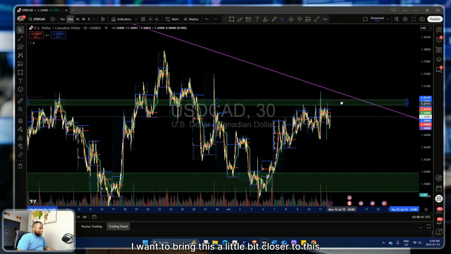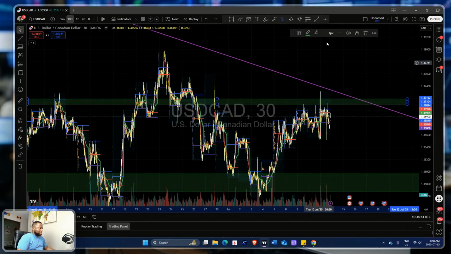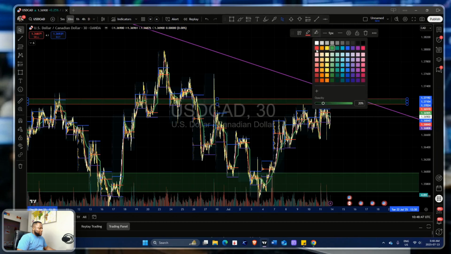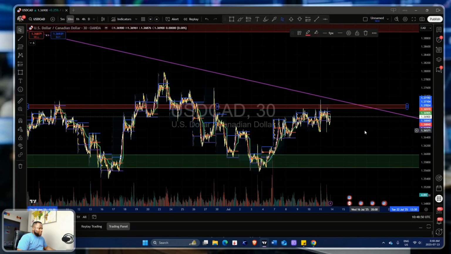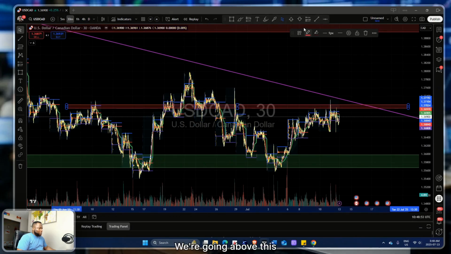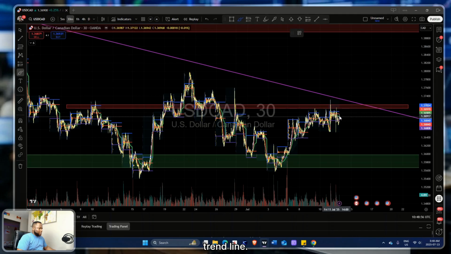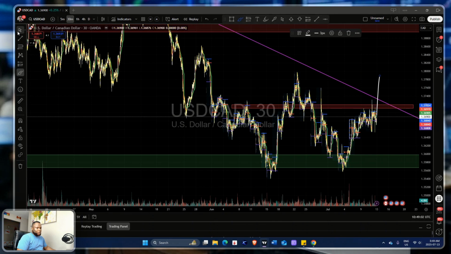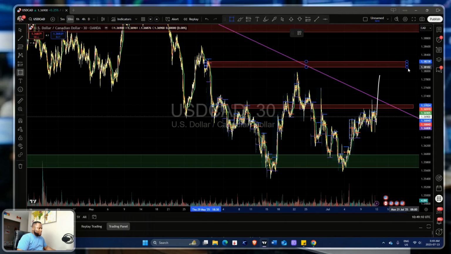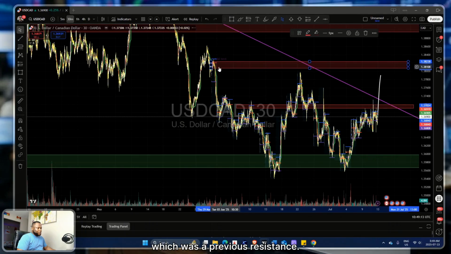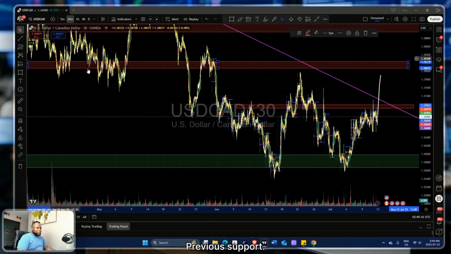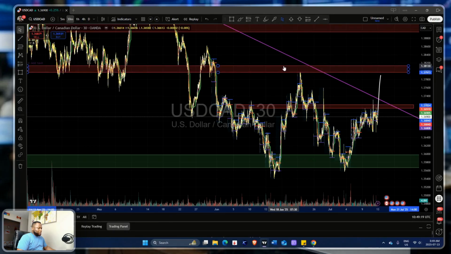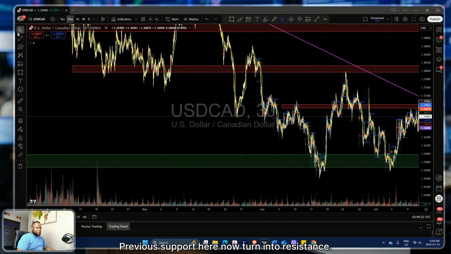I want to bring this a little bit closer to this liquidity here, 137.19. If price is to break above this resistance, then two things will happen. We're going above this trend line, right? So the next set point could be right here at this zone, 138.28, which was a previous support. We can bring this a little bit closer. Previous support here now turned into resistance.